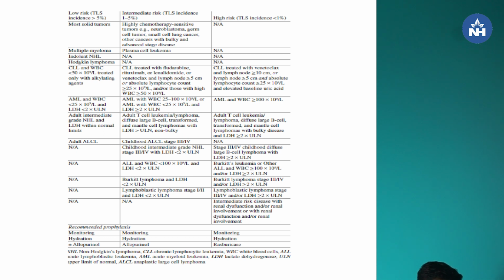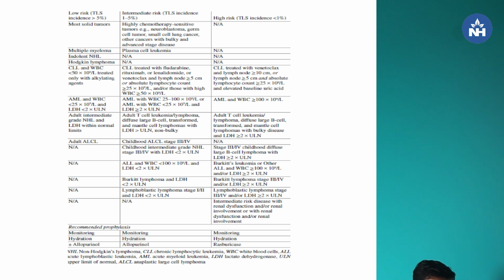Burkitt's lymphoma and LDH less than 2 times have intermediate risk. More than 2 LDH and Burkitt lymphoma stage 3-4 have high risk. Lymphoblastic lymphoma stage 1 or 2 and LDH less than twice is intermediate risk, and lymphoblastic lymphoma stage 3-4 and LDH more than 2 have high risk.